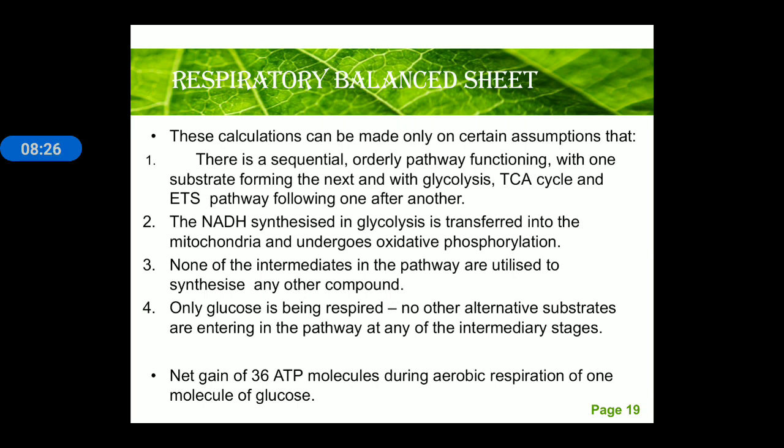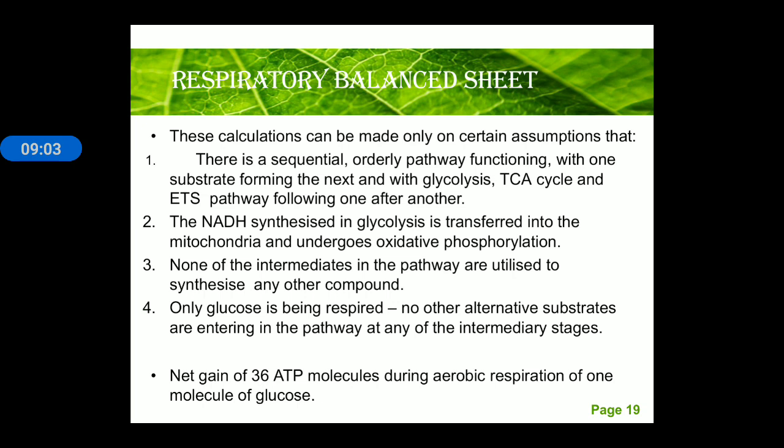Next is the respiratory balance sheet. In this topic we will discuss the number of ATP produced, the number of NADH and FADH produced, or net gain of ATP, in this slide. We made the calculation based upon assumptions; in this we will study the glycolysis yield of ATP, then Krebs cycle, then ETS. NADH will produce 3 ATP, already discussed. So net gain of ATP during the aerobic respiration of one molecule of glucose is 36.